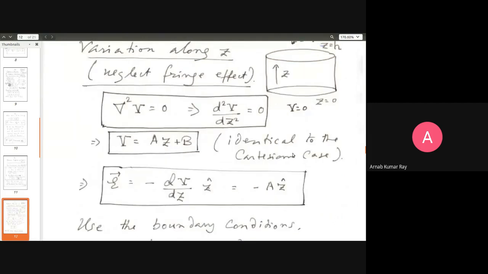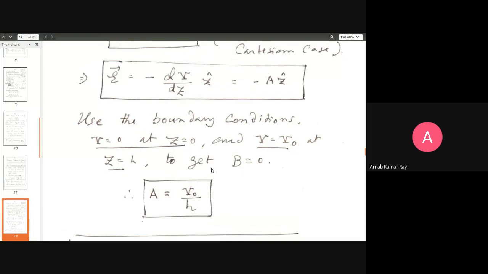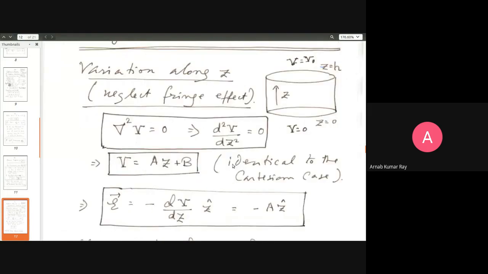So as you can see, I've written over here, it's identical to the Cartesian case. V is equal to Az plus B. E is equal to minus dV/dz, which is minus A z cap. Use the boundary conditions: V is equal to 0 at z equal to 0, V is equal to V naught at z equal to h, to get B equal to 0. Everything is just like what we did in the Cartesian z problem.